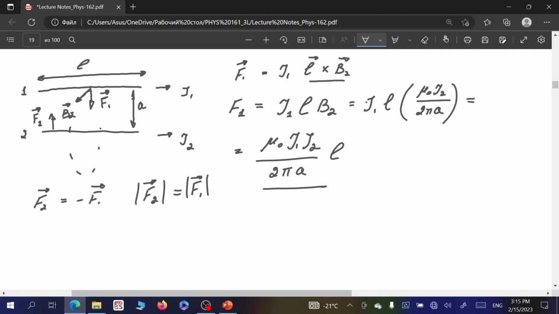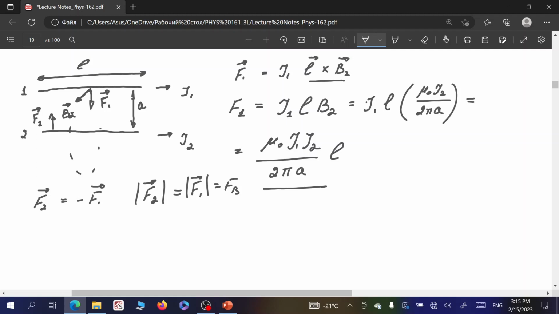So now we can replace this magnitude of attractive force with some Fb. That will be the magnetic force which attracts these conductors in the case when electric currents are flowing in the same direction. If we flip the direction of the current, then this will be a repulsive force. So that also should be taken into account.